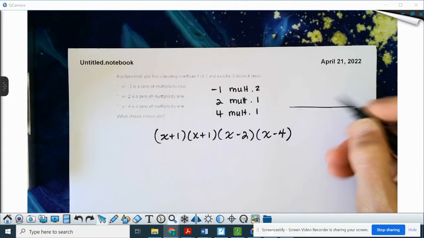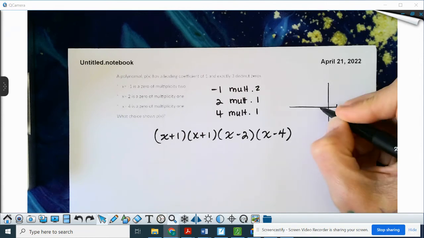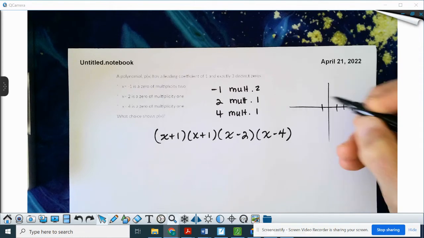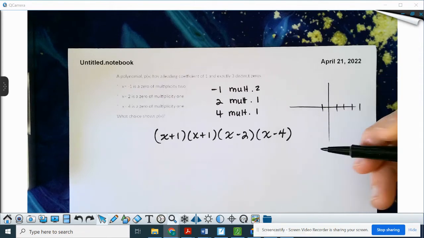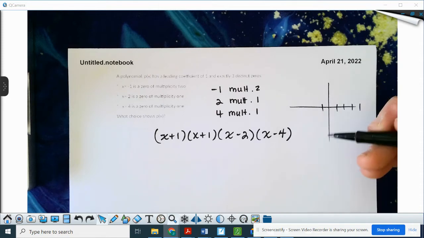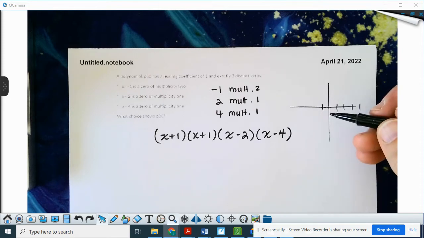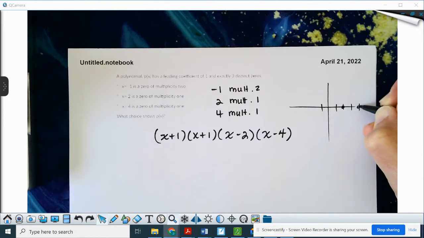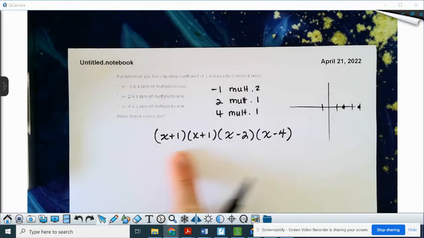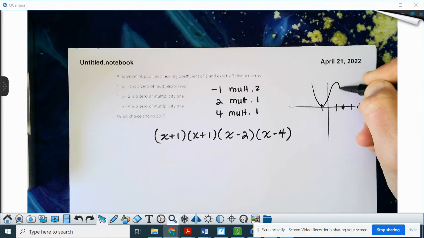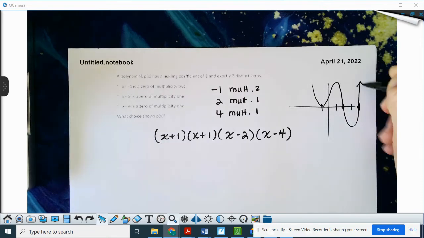So if you were to sketch this, positive 1, 2, 3, 4, positive 2, negative 1. It's going to bounce there. It's going to cross through at your 2 and cross through at your 4. If you plug this in, it should be 1, 2, 3, 4.